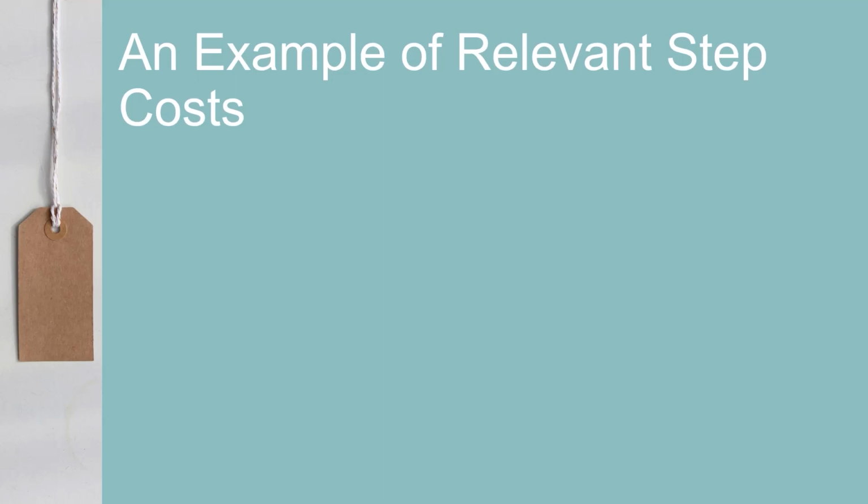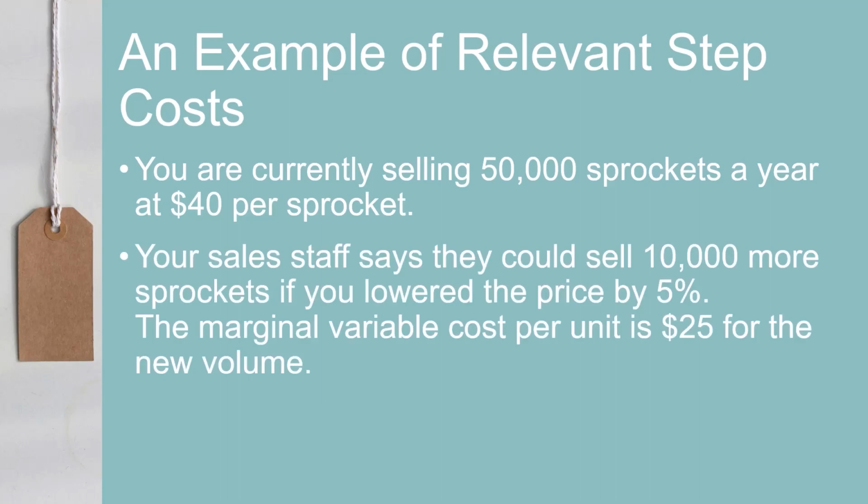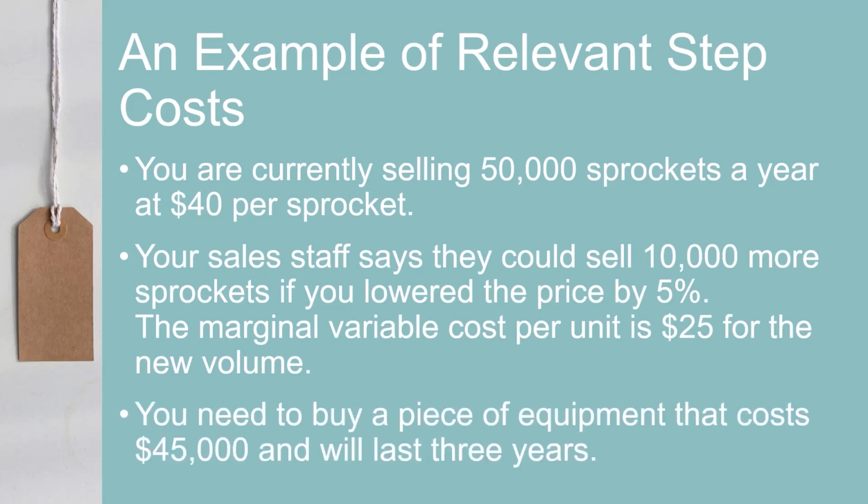Here's the scenario I gave them. You are currently selling 50,000 sprockets a year at $40 per sprocket. Your sales staff say they could sell 10,000 more sprockets if you lowered the price by 5%. They say you could get a 20% increase in sales for only a 5% decrease in price. The marginal variable cost per unit is $25 for the new volume. You have no excess capacity, so you'll also need to buy a piece of equipment that costs $45,000 and will last 3 years.